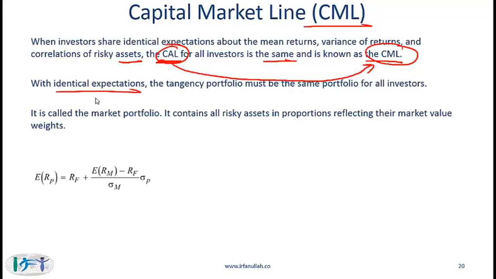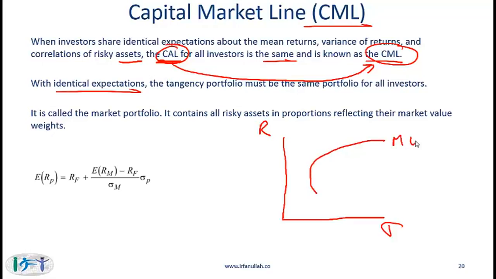With identical expectations, the tangency portfolio must be the same for all investors. So essentially what we are saying is that if this is your risk and this is the return, the minimum variance frontier becomes the same for all investors if all expectations are the same. The risk-free rate is obviously the same, and therefore the tangency point is the same.